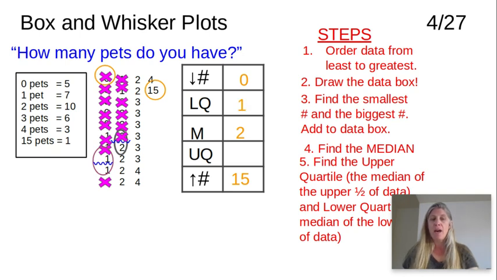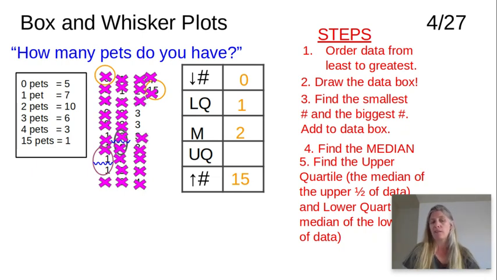We're going to do the same for the upper quartile, where we're going to cross off the 2 and the 15, the 2 and the 4, the 2 and the 4, and we're going to continue to do that until we meet in the middle. And as you can see, we have 2 3s, add them together, that's 6. 6 divided by 2 is 3. So our upper quartile is going to be 3. So now we have our 5 data points.